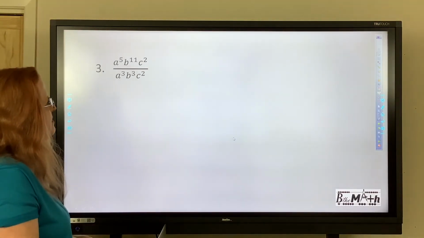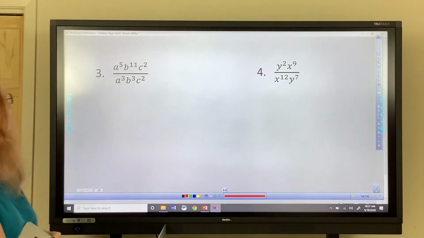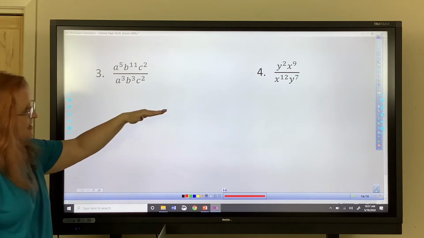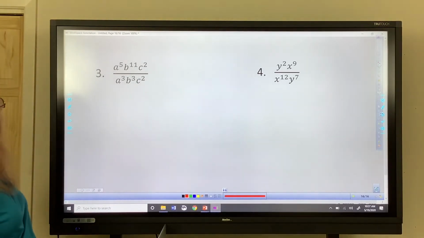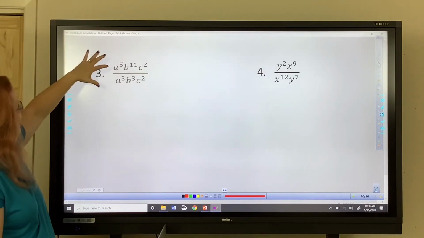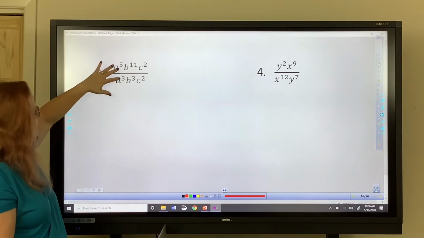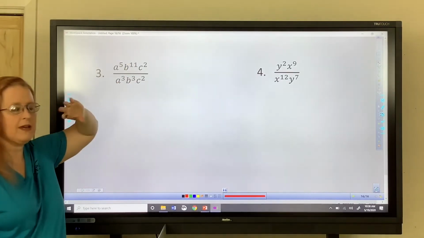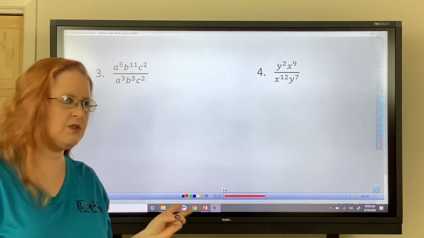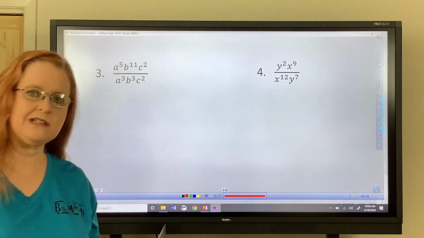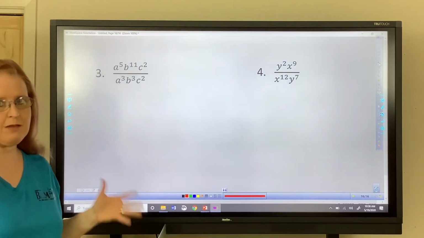All right, I'm going to put these up together. The reason I put these up together is so you can see the similarities between the problems as we work. So on number 3 here, we have a to the 5th, b to the 11th, c to the 2nd, over a to the 3rd, b to the 3rd, c to the 2nd. Okay, so we have to deal with like bases. Just like with combining like terms, you have to deal with like families. You can only combine the same letters.